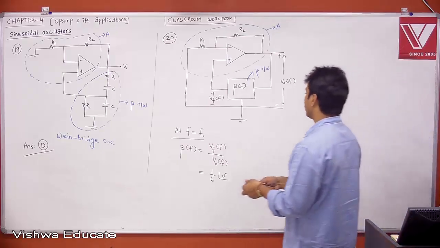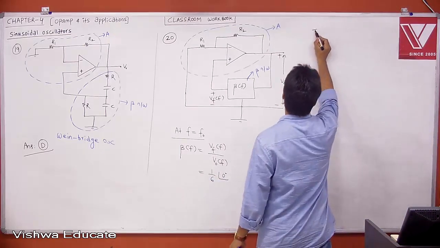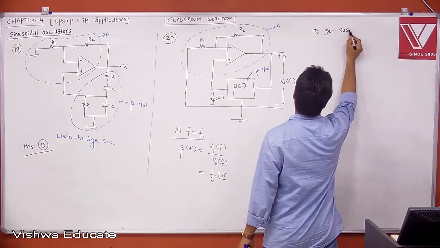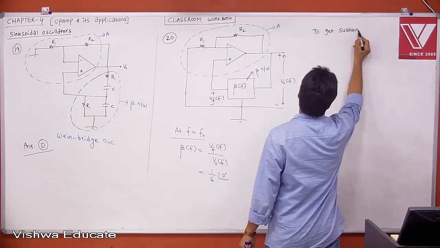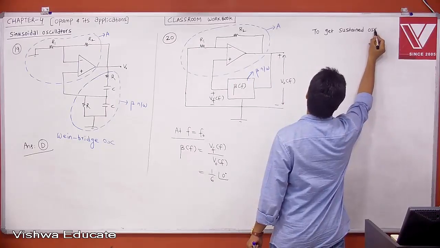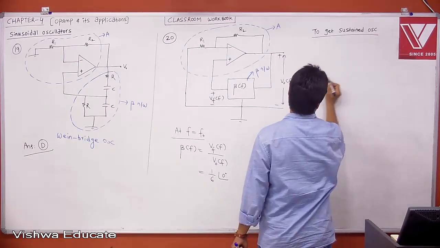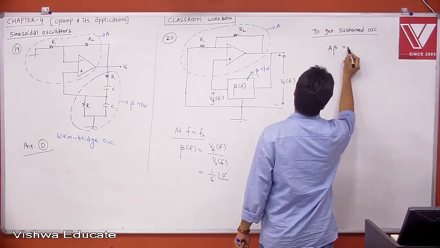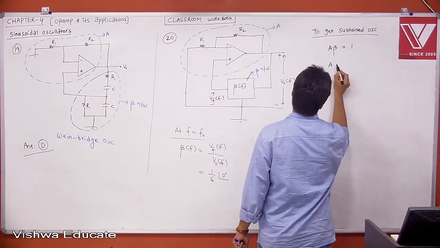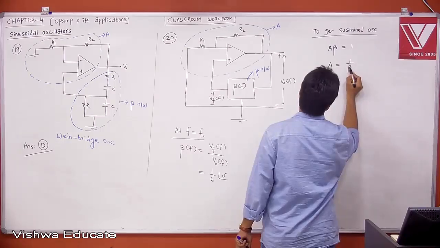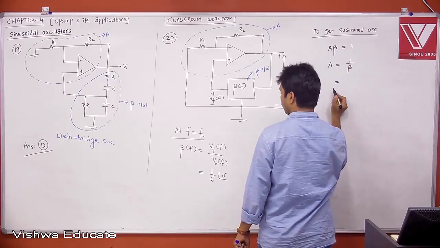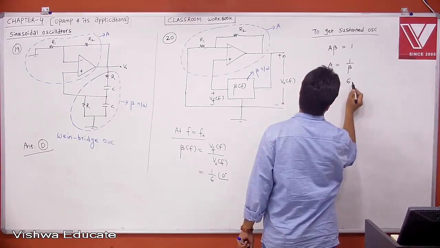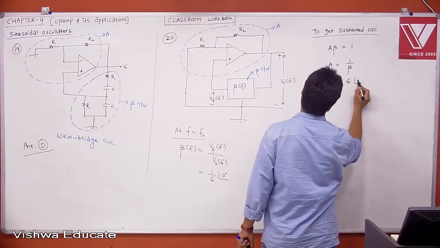Okay, we know that to get sustained oscillations, your total loop gain must be equal to 1. Therefore, your A beta is equal to 1. Therefore, what is your A? 1 by beta. Beta is already given as 1 by 6. Therefore, it is 6 at an angle 0. Therefore, your open loop gain should be 6 at an angle 0 degrees.